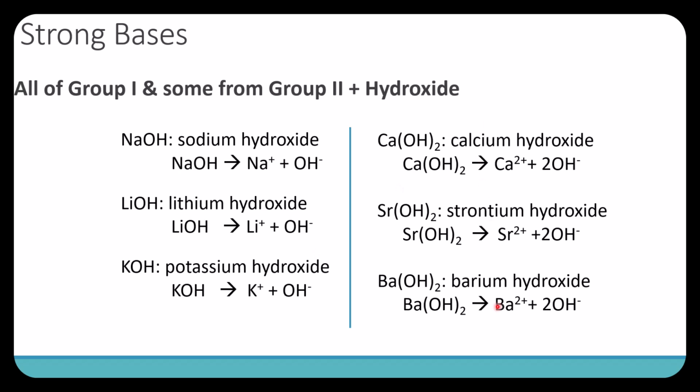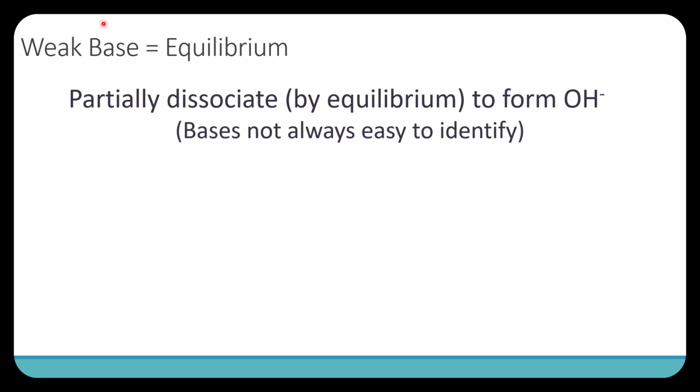So we see that one-sided arrow, complete dissociation. When we talk about weak bases, they are going to partially dissociate by equilibrium to form that hydroxide ion. Bases aren't as easy to identify, though. So again, I'm going to have to help you out with these. So let's take a look at an example of a weak base.